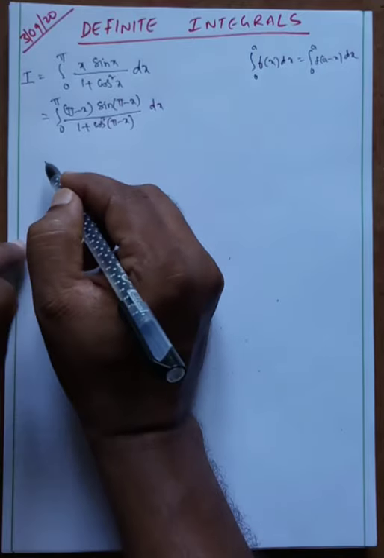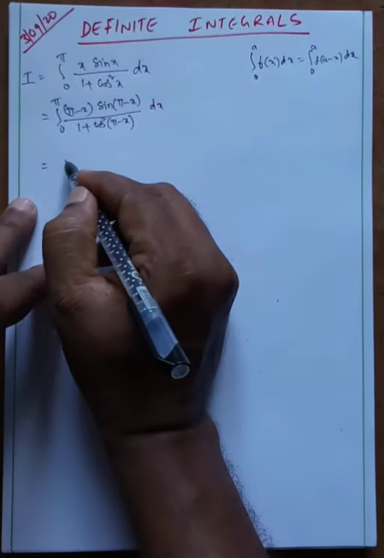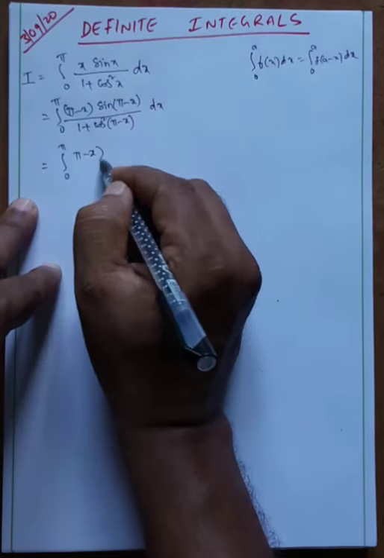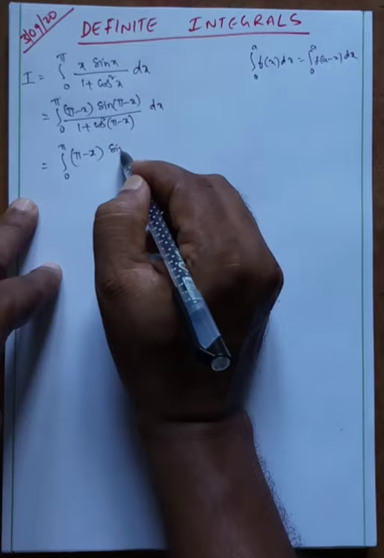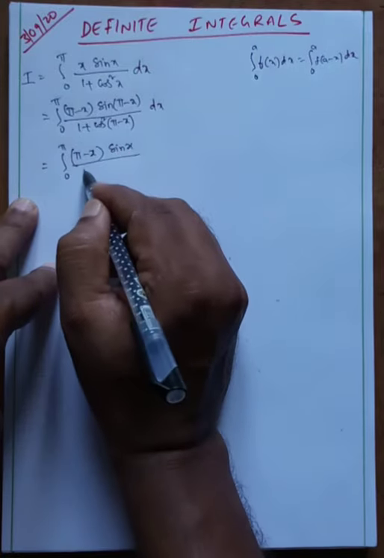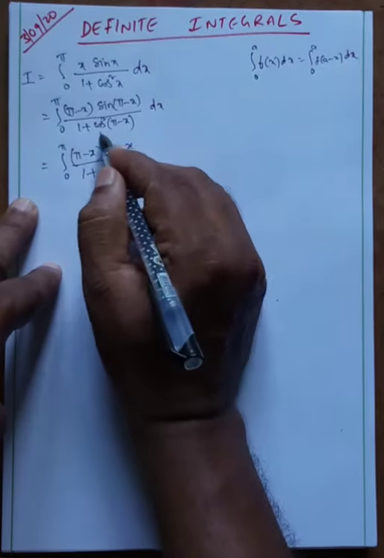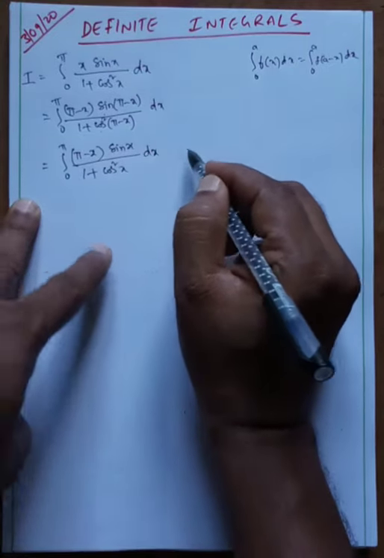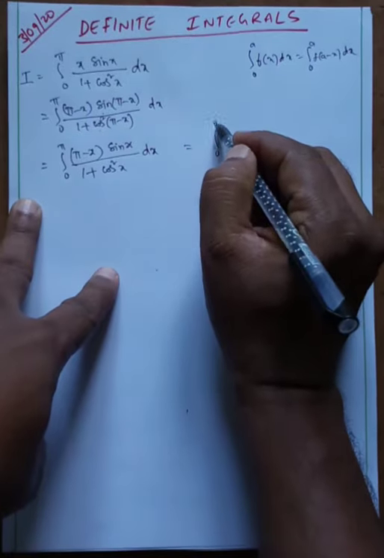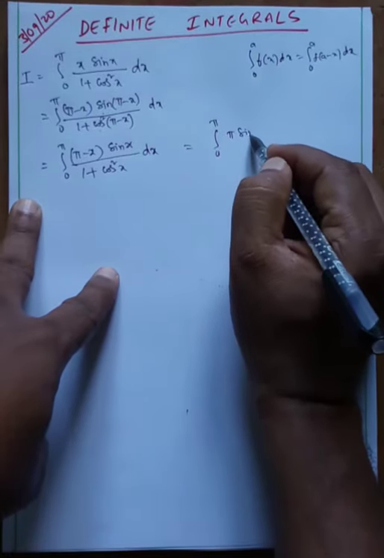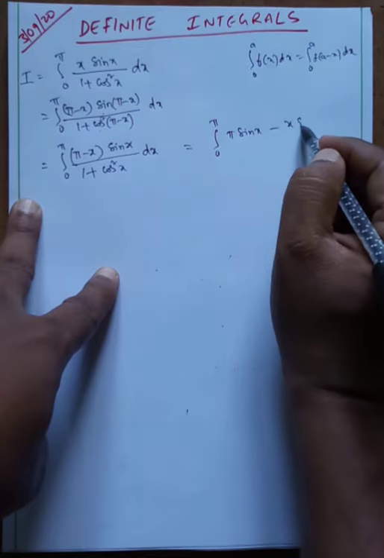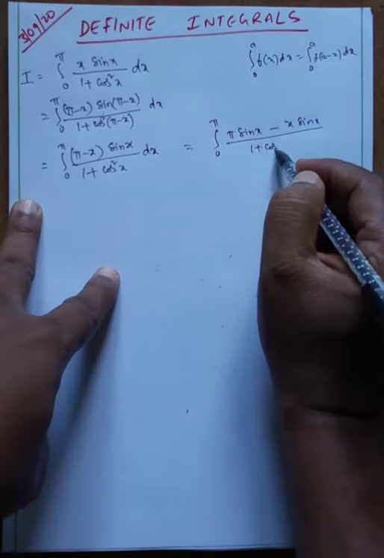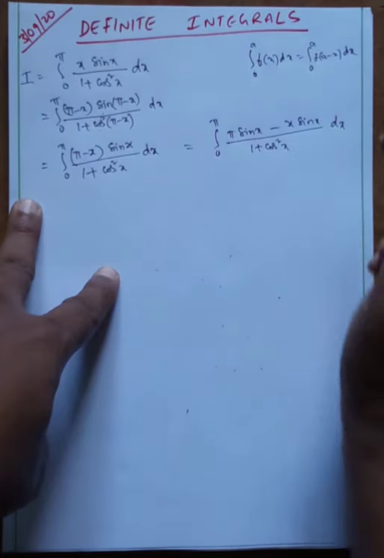Now integral 0 to pi of (pi minus x) sin of 180 minus theta, sin theta, by 1 plus, actually cos of 180 minus theta is minus cos theta, but the whole square is there, that is why it is positive. That is equal to, separating, integral 0 to pi of pi sin x in the numerator minus x sin x by 1 plus cos square x dx.